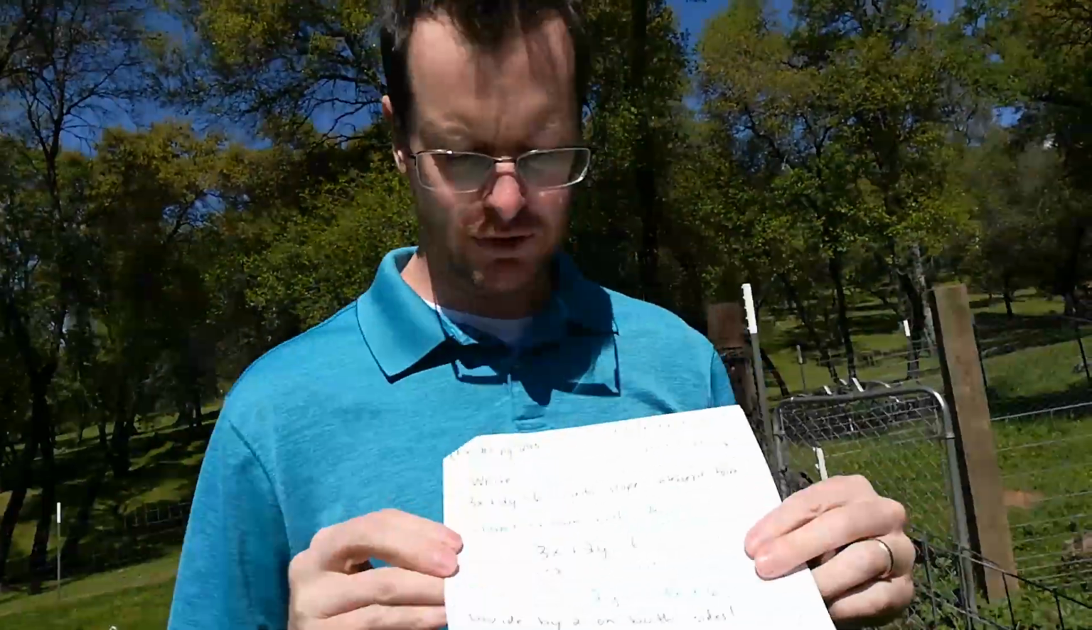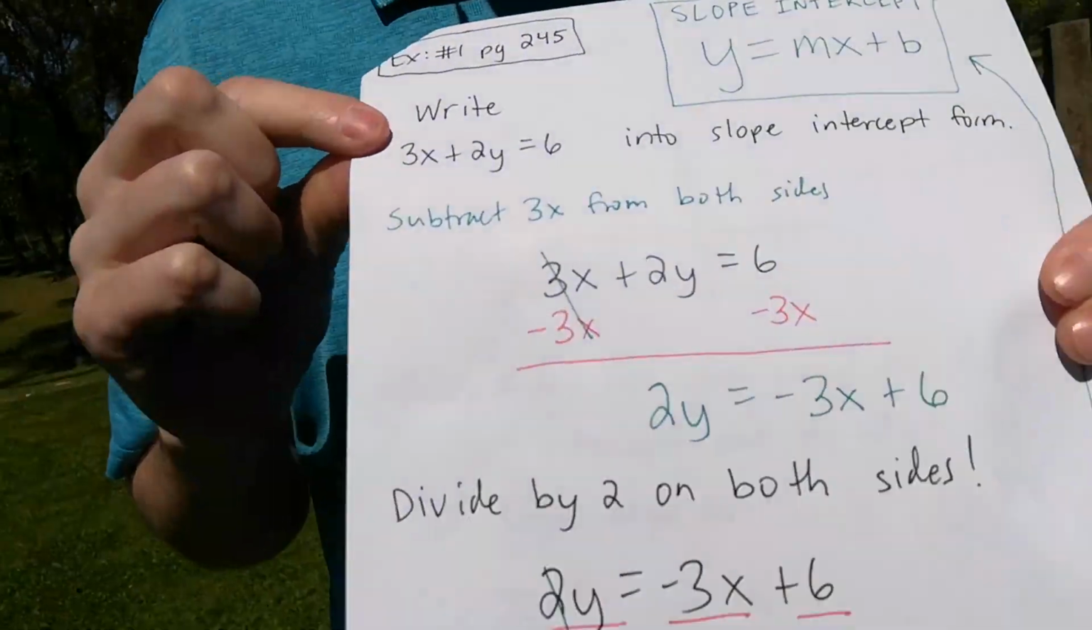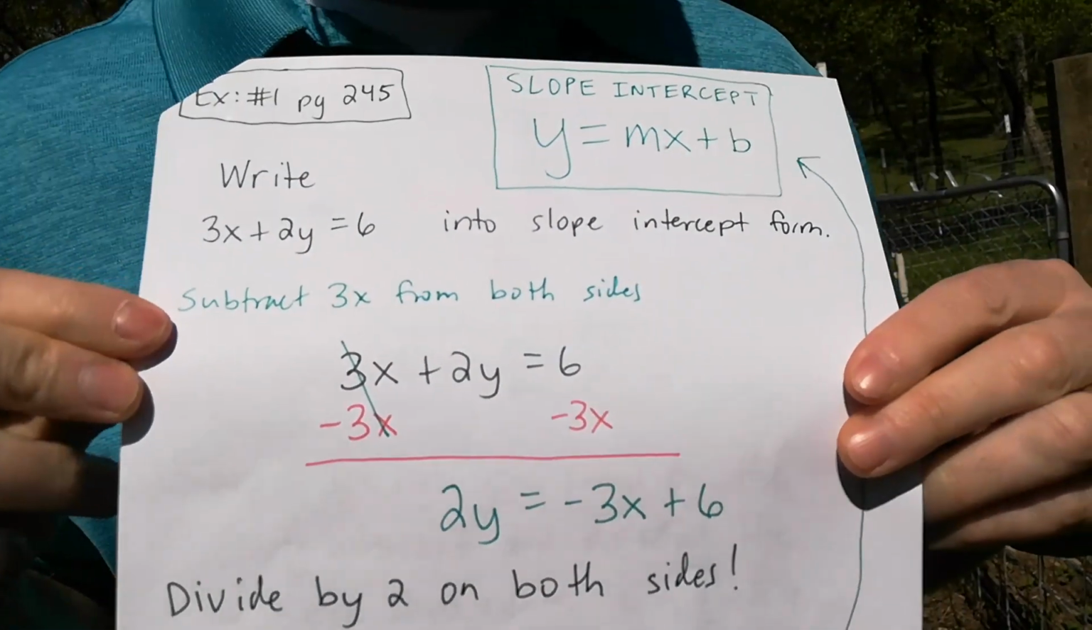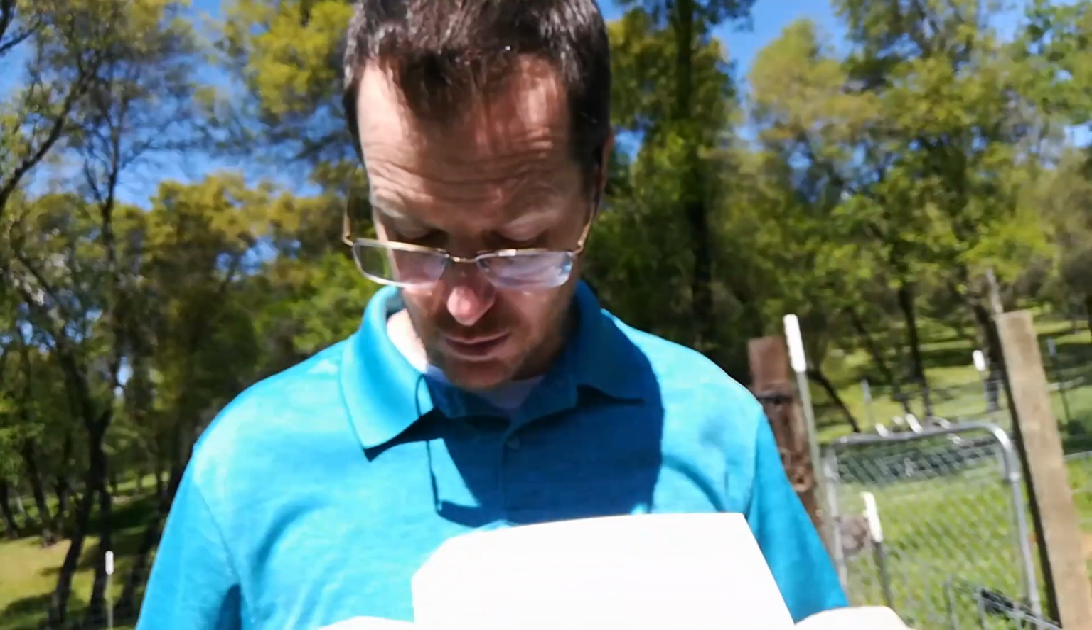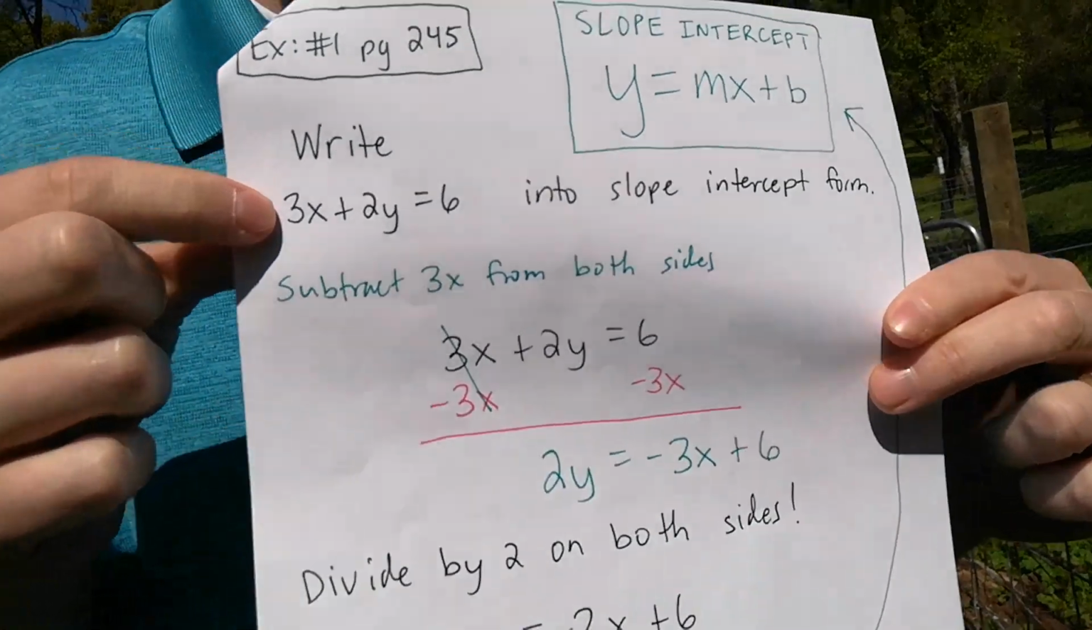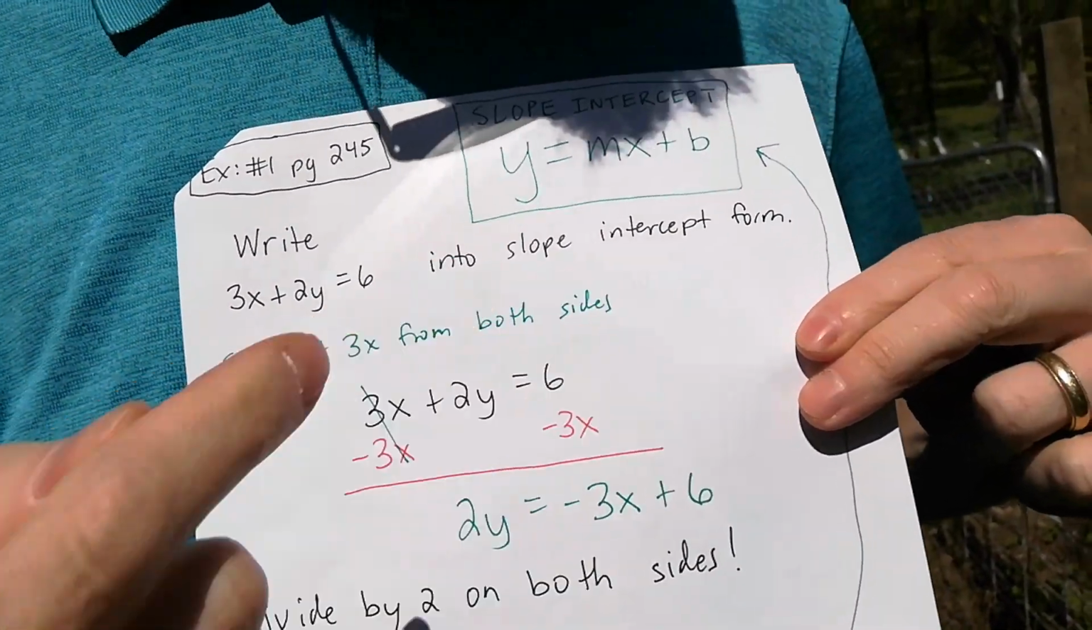So, first thing, we have 3x plus 2y equals 6. We have to get this into y equals mx plus b form, which means we need to solve for y. Get y by itself, everything else to the other side. That's all we have to do. So we have to get rid of the 3x. We're going to subtract 3x from both sides.